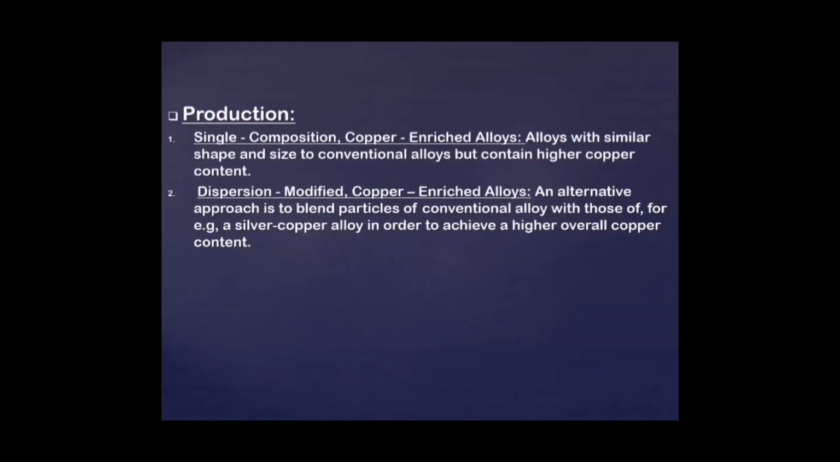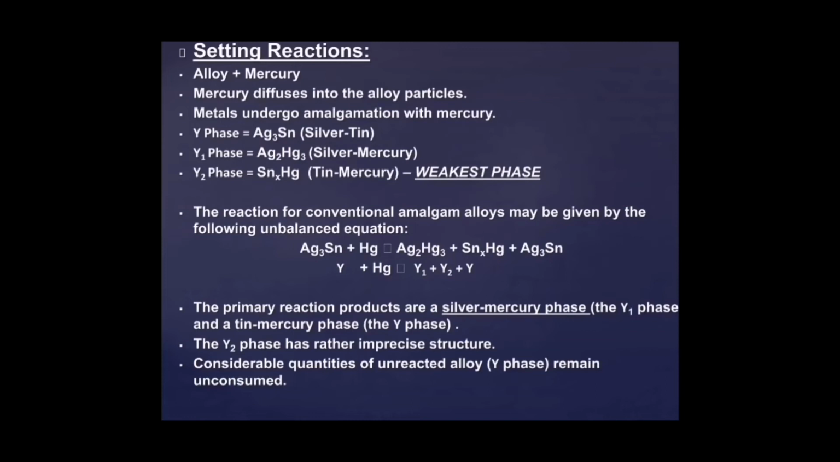Production. Single composition copper enriched alloy has a similar shape and size to conventional alloy but contains higher copper content. Dispersion modified copper enriched alloy: an alternative approach is to blend particles of conventional alloy with those of a silver copper alloy in order to achieve a higher overall copper content.